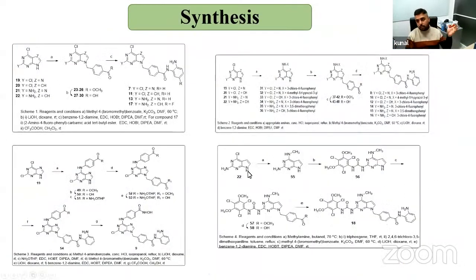So I'm not discussing the synthesis, thinking that not everyone is interested in knowing how we did this from A to this, what we used in this step and then how. But these are multi-step synthetic routes, and this was done by us to accomplish the library of compounds that were designed by us.